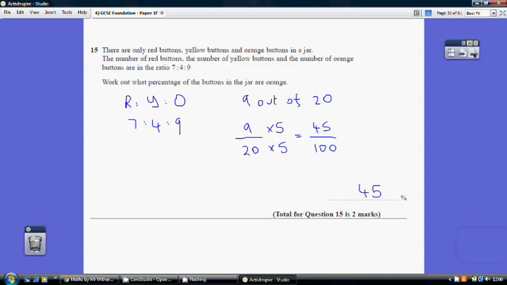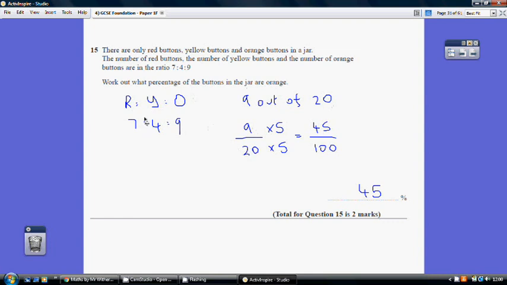So the ratio of buttons red, yellow to orange is 7 to 4 to 9. Now how many buttons have we got in total? Well, 7 add 4 add 9 is 20. So the number of ones which are orange are 9 out of 20, and we can write this as a fraction, 9 over 20.